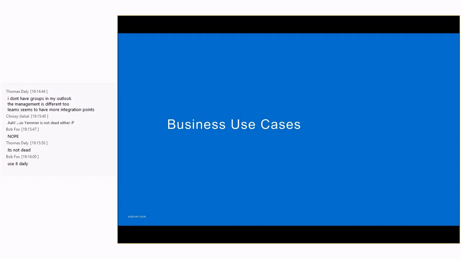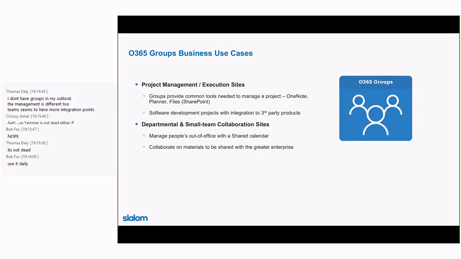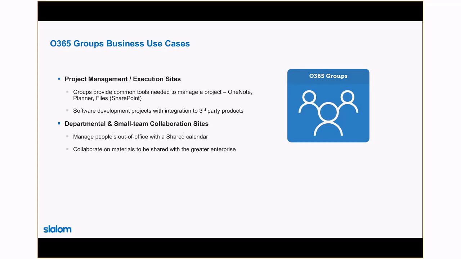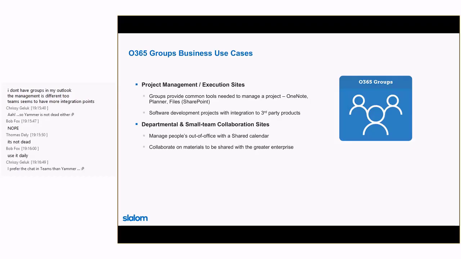So business use cases, I think this is the fun part. Hopefully it's not too repetitive, but some good O365 groups use cases. Hopefully I've said this a couple times now, those project management or project execution sites. It's a good use case. It definitely gives you a lot of features and functions that are common across those workloads. I've also seen folks create department sites. For example, I've seen a finance department create an O365 group. That's where they share their internally facing files and content.